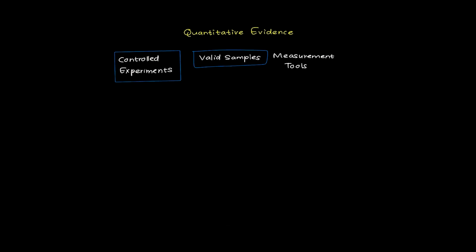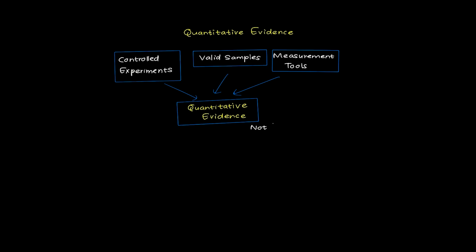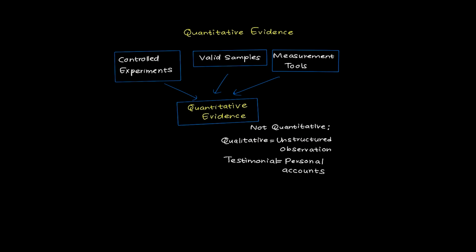A researcher runs controlled experiments, uses statistically valid samples, and develops measurement instruments to test her hypothesis. What kind of evidence is this? Quantitative evidence. This type derives from scientific methods, controlled experiments, valid sampling, precise measurement. It's systematic and numerical. Qualitative evidence is different. It describes phenomena and communicates meaning through unstructured observation, not controlled experiments. Testimonial evidence consists of personal accounts from others' experiences, not scientific research. Intuitive evidence means hunches or gut feelings, which lack the rigorous methodology here.